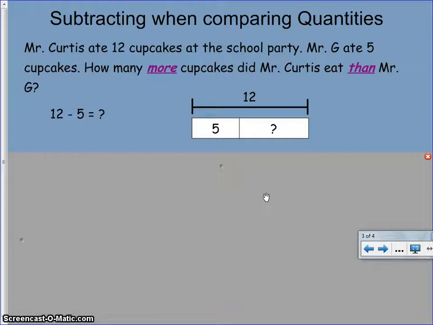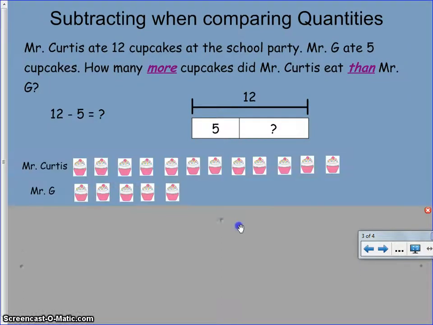And that's what this diagram shows right here. I have the big number 12 on top because that's my big number. That's the number that I'm subtracting from. And then I have my 5 in there. And then the question mark is the difference I'm looking for. Well, how much bigger is 12 than 5? That question mark is what I'm looking for.